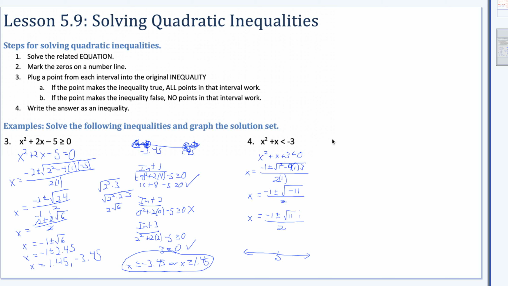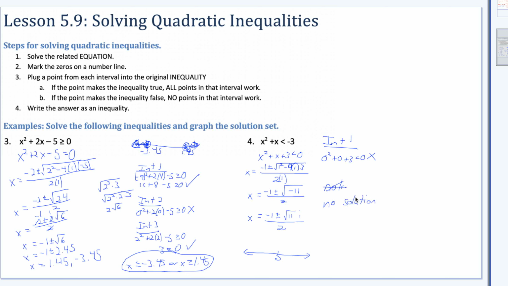So plugging in 0, we'll put interval 1, even though there is only one interval. We'll plug 0 into our inequality. 0 squared plus 0 plus 3 is less than 0. Well, we have 3 is less than 0 here. Is 3 less than 0? No, that's false. So since 0 didn't work, nothing in that interval will work, which means nothing will work, so our answer is no solution.